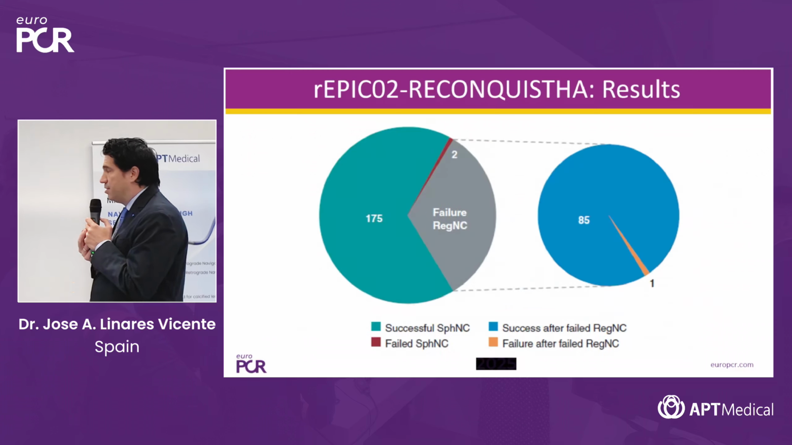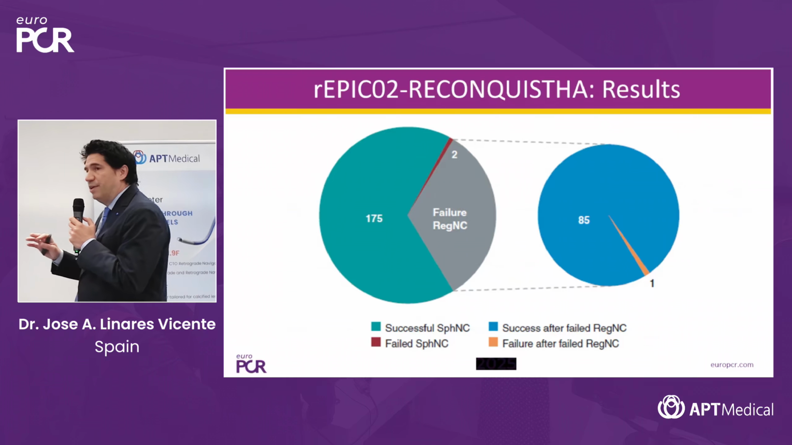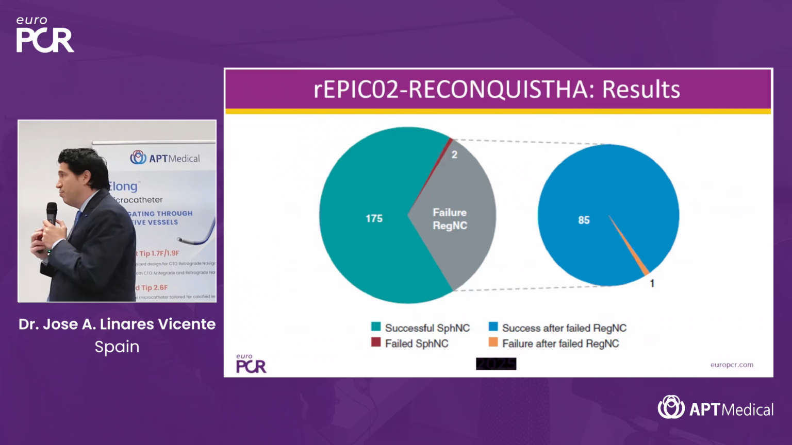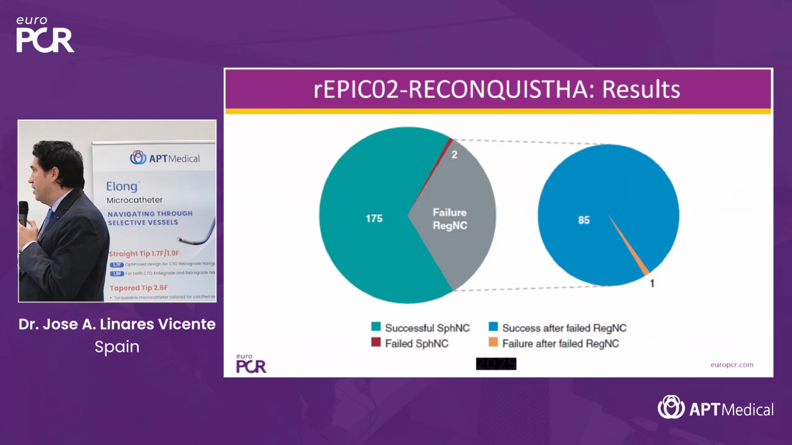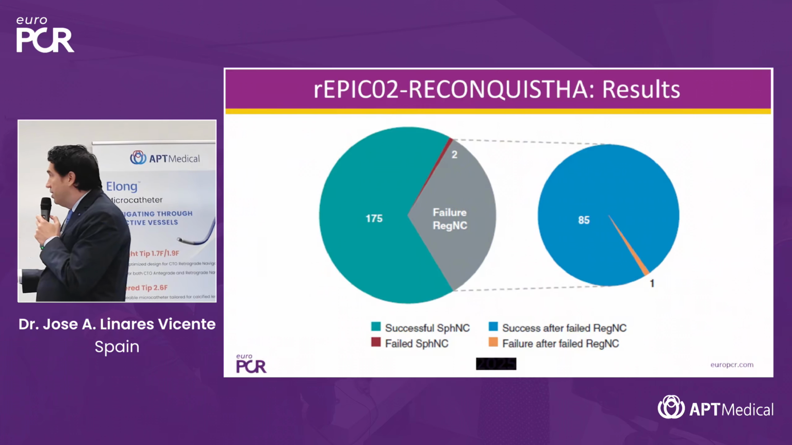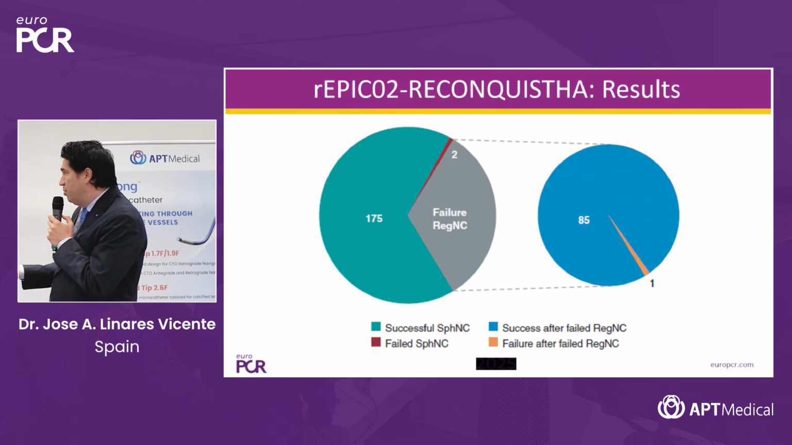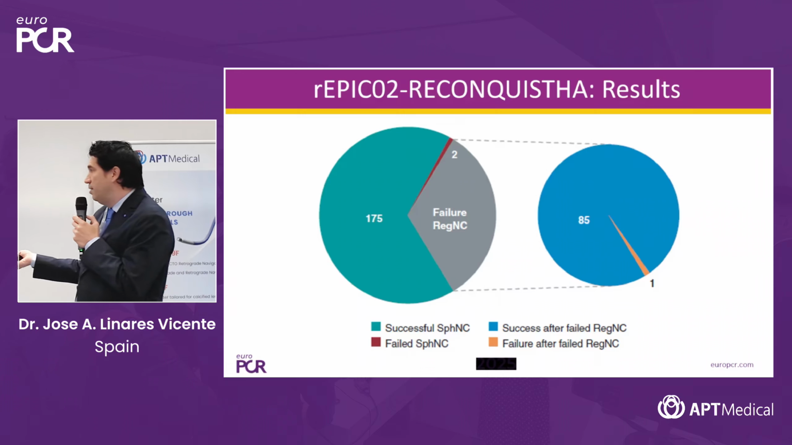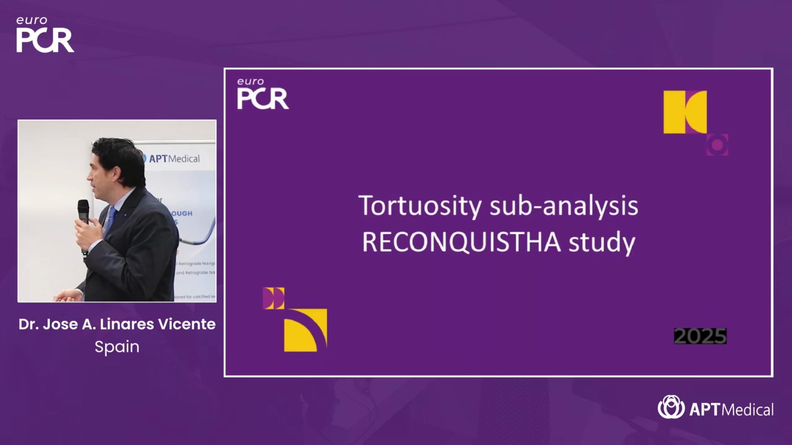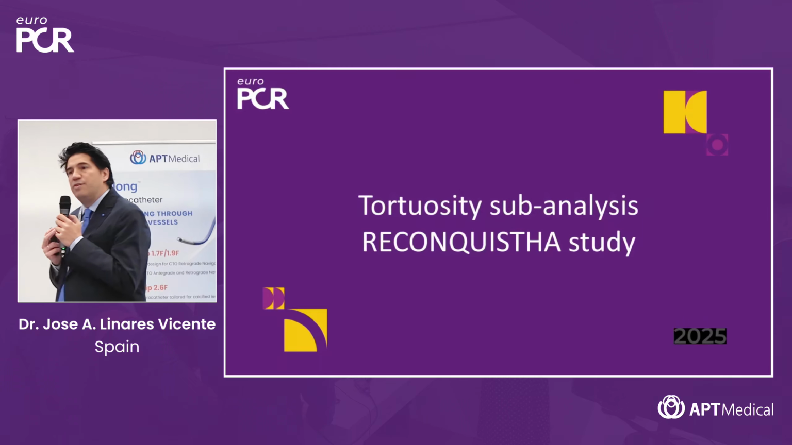And this graph shows the most relevant information of the study from my point of view, and that is that in cases of failure of the regular NC balloon, the CONQUEROR NC spherical tip achieved technical success in almost all cases, just failing in one case. Well, and what happened with the tortuosity?